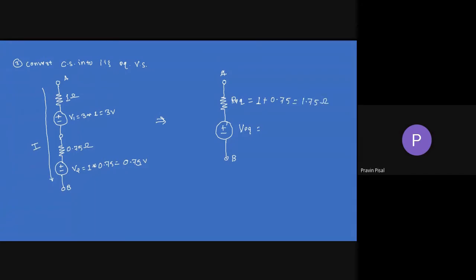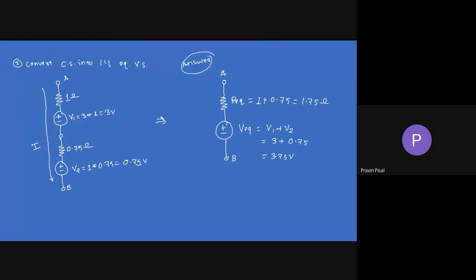What will be the value of V equivalent? Simply add the two voltages, that is V1 plus V2. So V1 is 3, V2 is 0.75. So your answer comes out to be 3.75 volts. So this will be the answer of the question we have given.